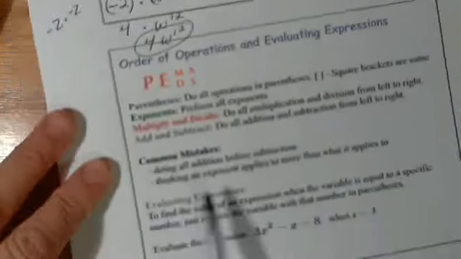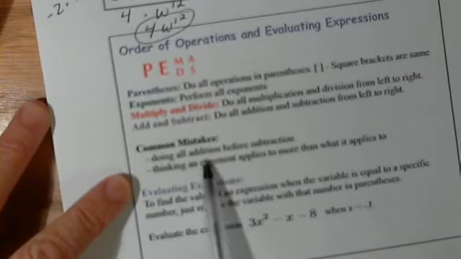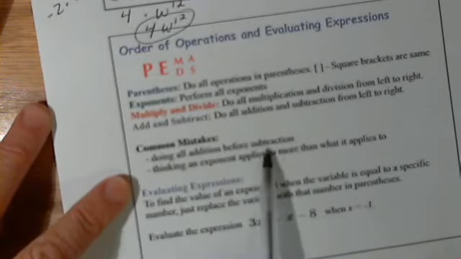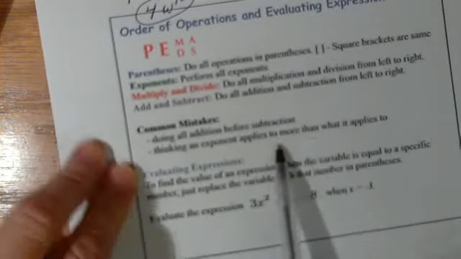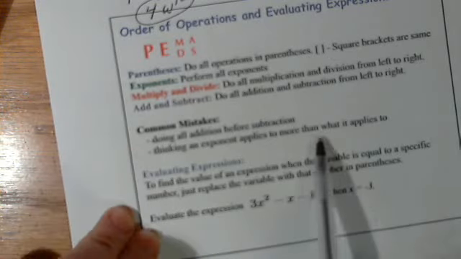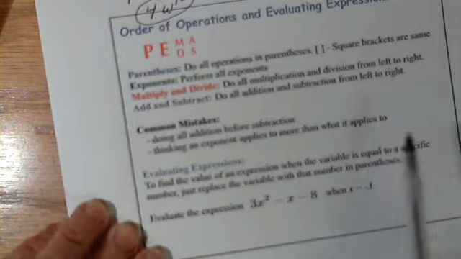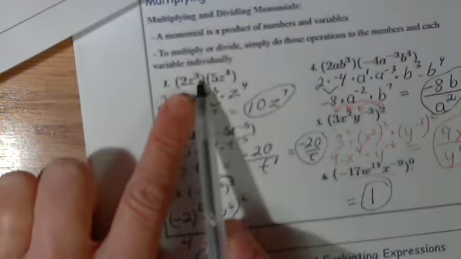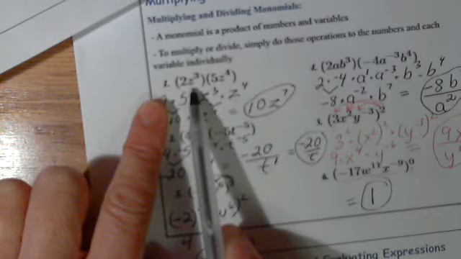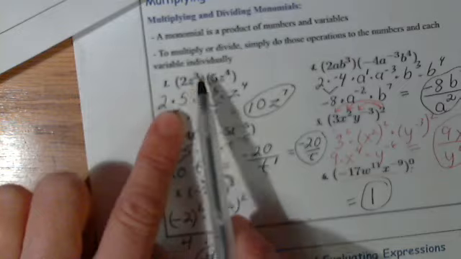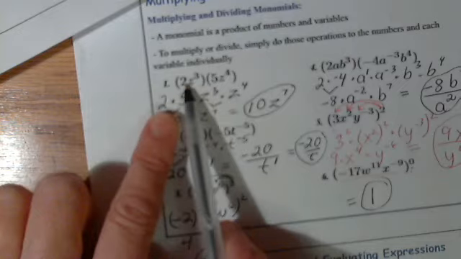Okay, common mistakes, always thinking that you need to do addition before subtraction. That's not true. If the subtraction comes first, you do it first, and then you do the addition. Another common mistake, thinking that the exponent applies to more than one of what it's stuck on. So like up here, 2z to the 3rd power, that 3 is only on the z, not on the 2. So we only raise whatever is being put in for z to the 3rd power, not the 2.